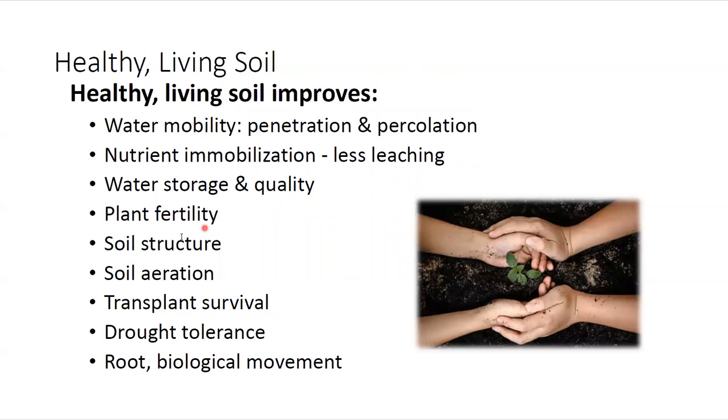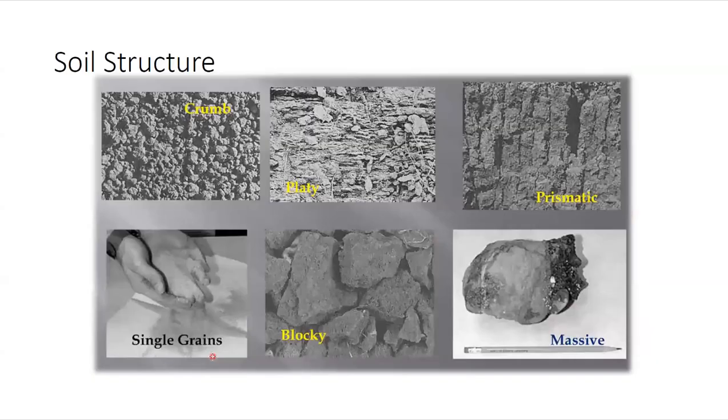Plant fertility improves and builds soil structure, provides soil aeration, improves our transplant survival. So that means when we plant plants, we get a higher survival rate. Improves drought tolerance, primarily because of its water benefits. And with that, you get good root and biological movement.